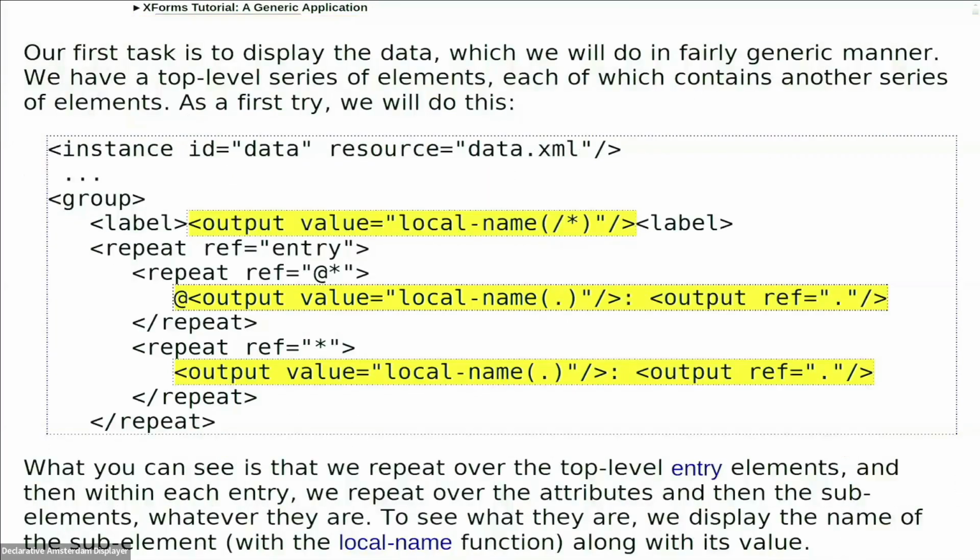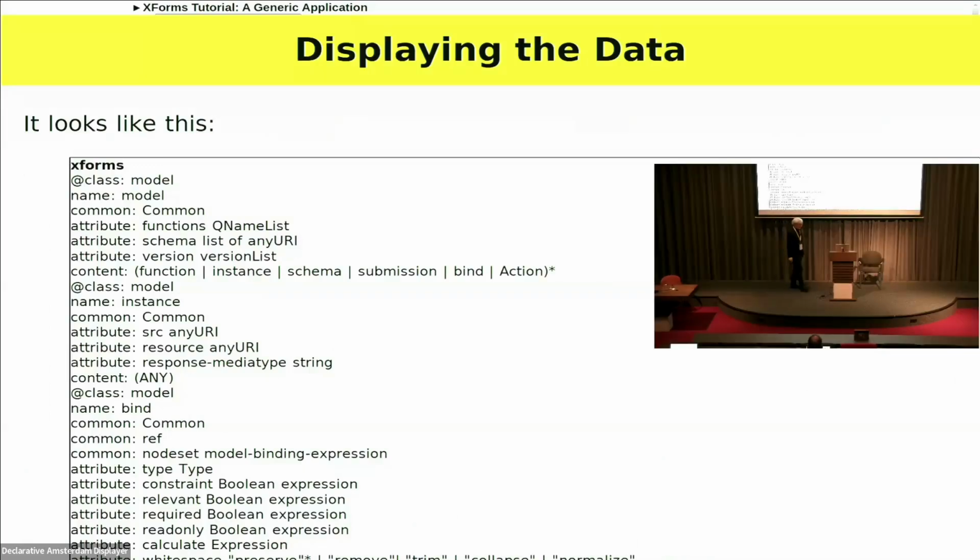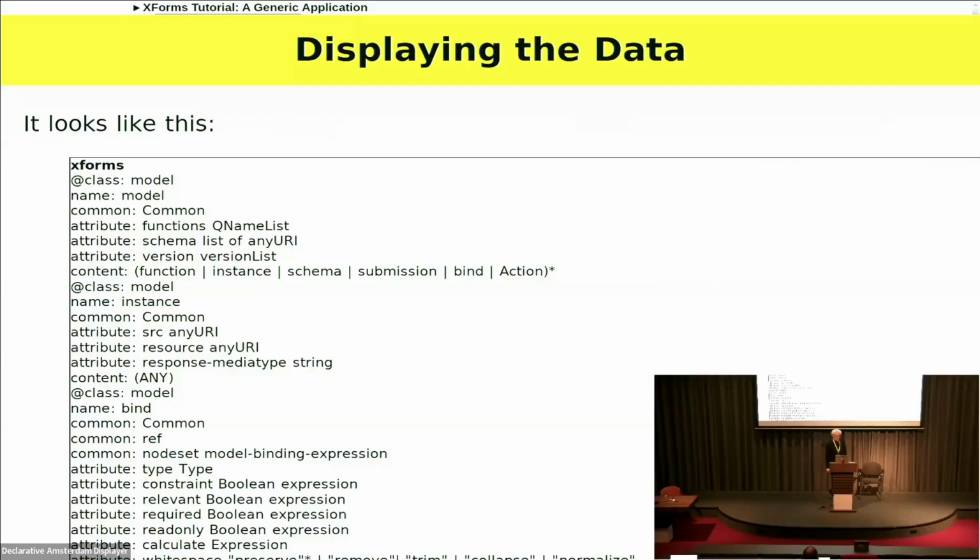And if we do that, then we get something that looks like this. Now, it's not particularly beautiful yet, but that's where we're going to get to. So what you see is actually each new entry starts with @class, because every entry only has a class attribute, and then a number of subchildren.